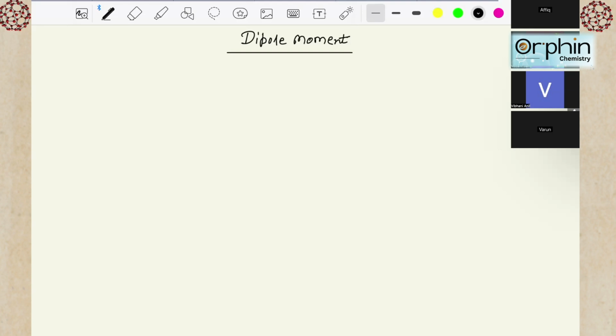Okay. So first we should know what is dipole moment. Dipole moment is denoted by mu. So mu is equal to Q into d. This is the formula of dipole moment. Now what is a dipole here? Dipole is two poles, and in chemistry, the poles are of opposite charges. In physics also, we hear this word many times, dipole.